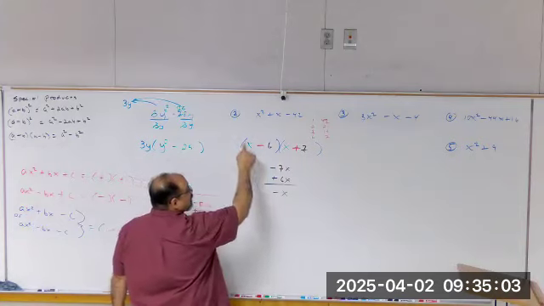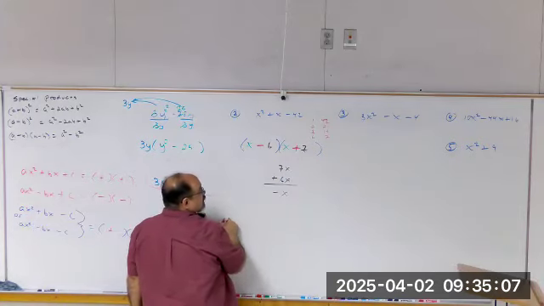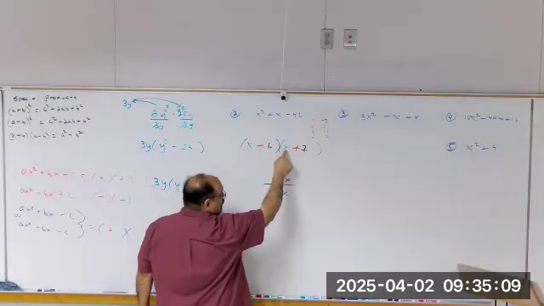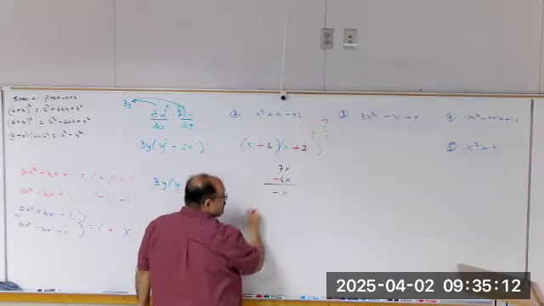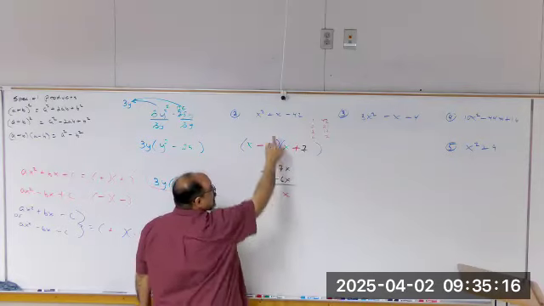Now when you check the middle, x times positive 7, that's my positive 7x. Negative 6 times x, that's my negative 6x. 7x minus 6x is going to give positive 1x.